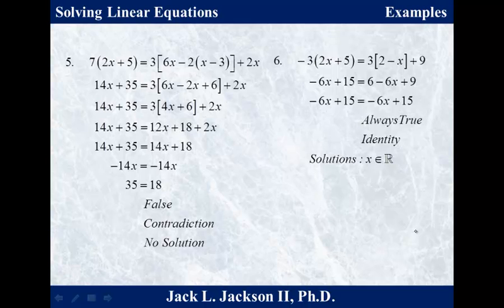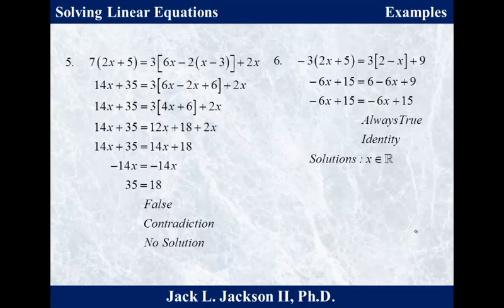Two more examples. This one on the left, whenever we simplify all this down, I'll let you look at the steps, we eventually get down to a statement 35 equals 18, which we know is false. If you're working an equation like this and you ever get down to a statement you know is always false, that means you're dealing with a contradiction, and that one has no solution. So the solution set is the empty set.